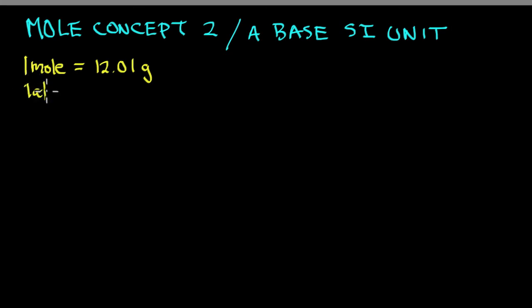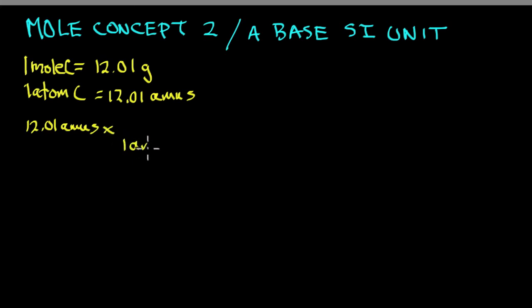What does a single atom of carbon weigh? This is a mole of carbon. It weighs 12.01 AMUs. And remember, we could take the 12.01 AMUs and convert it to grams by saying 1 AMU is 1.66 times 10 to the minus 24 grams. And we could solve that and our answer would be in grams.